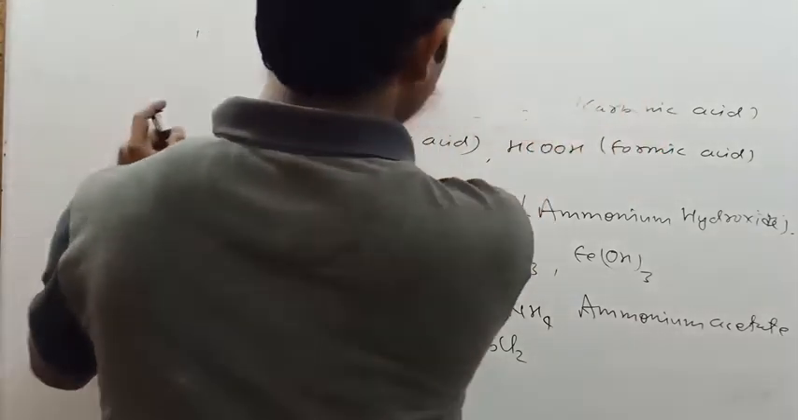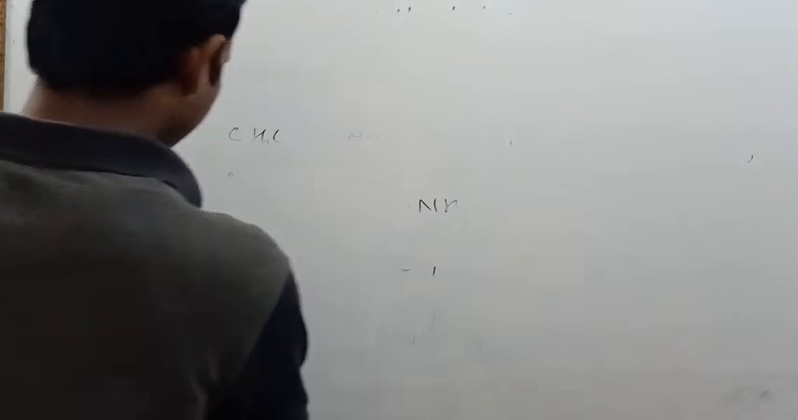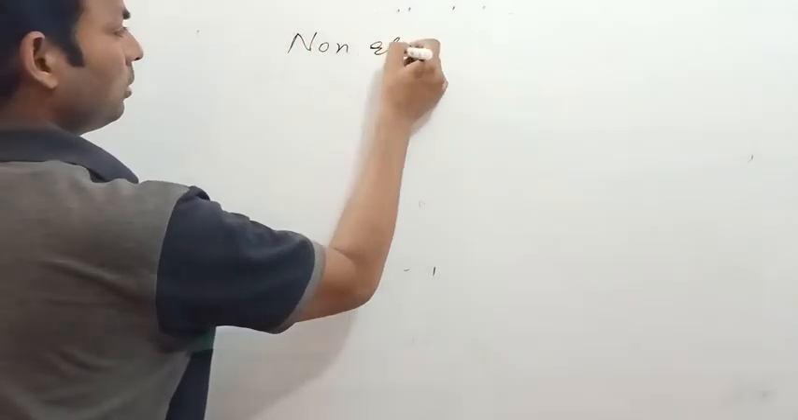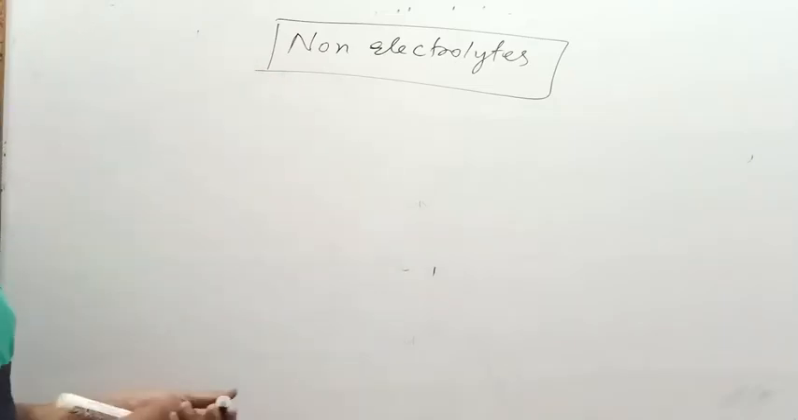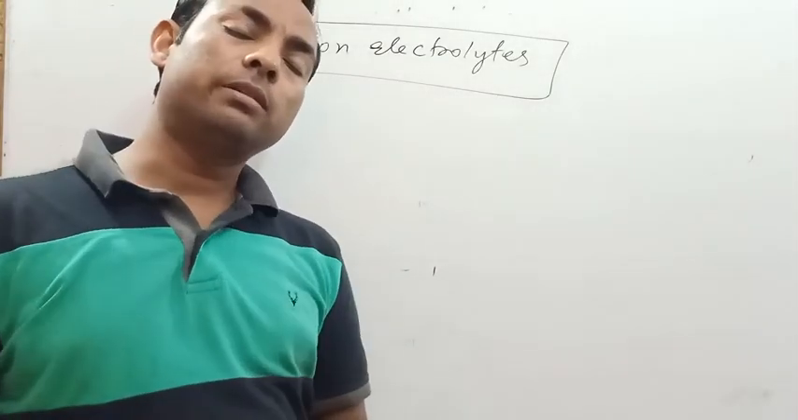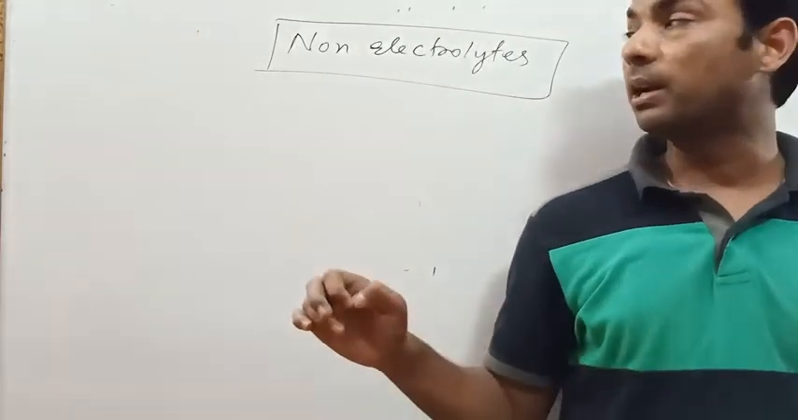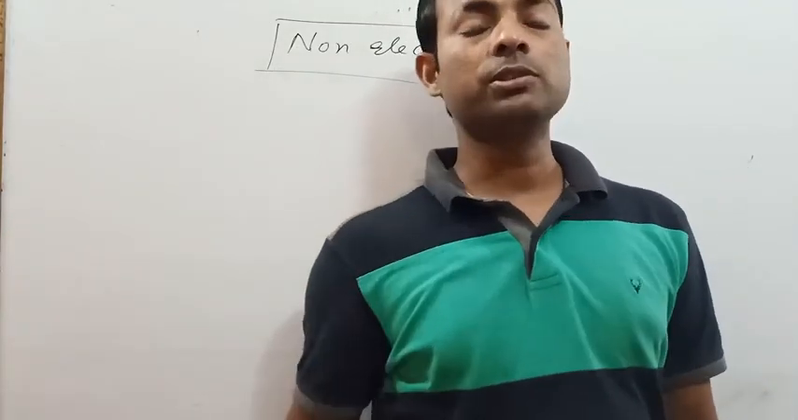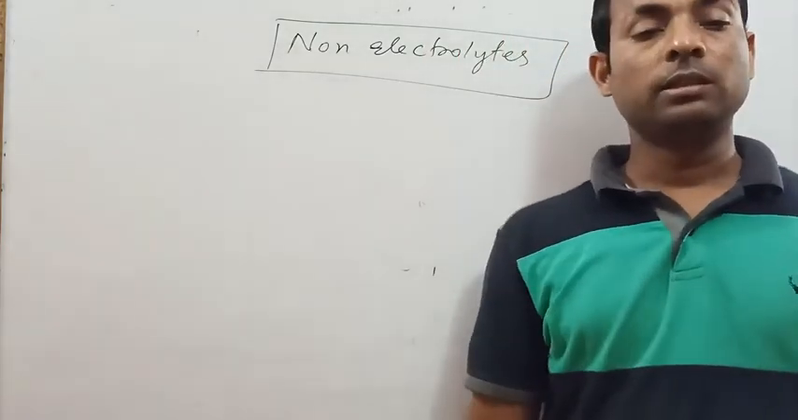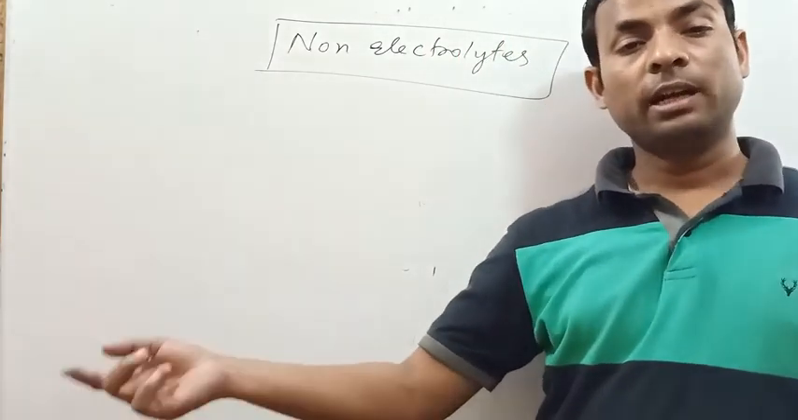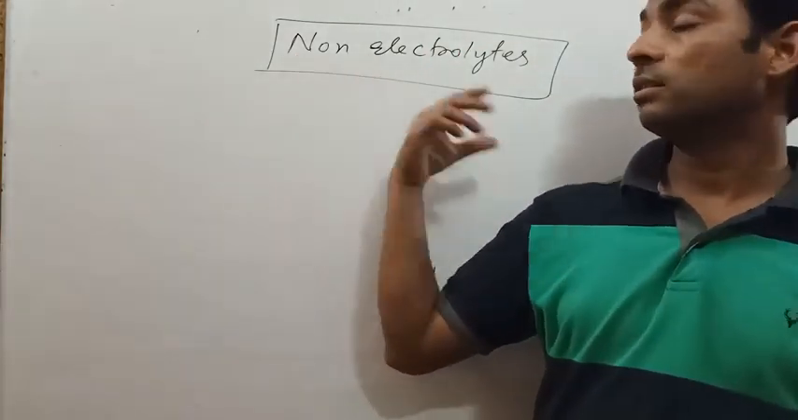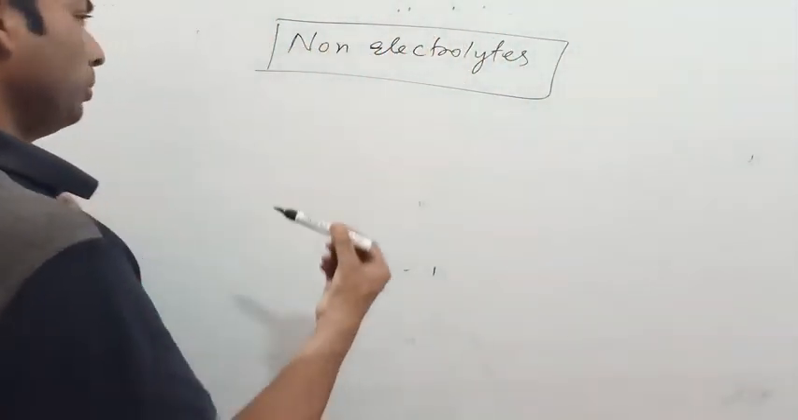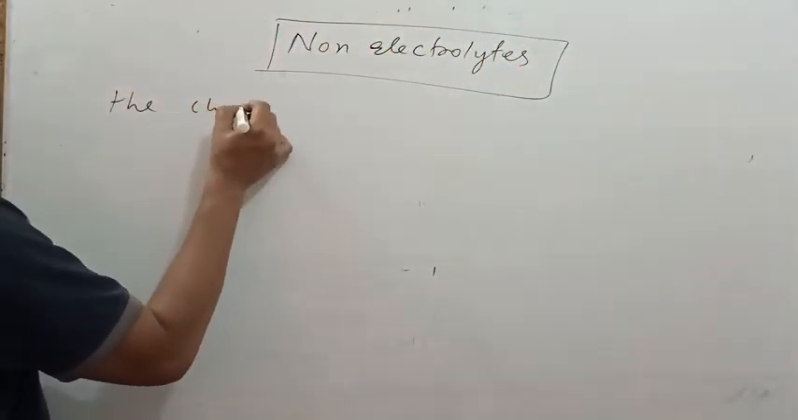Okay, dear students. Now, non-electrolytes. Already I taught you electrolytes. After this, non-electrolytes. Look here. What is the meaning of non? Non means it cannot dissociate. The chemical species which are unable to dissociate or ionize in aqueous solution or in molten state and are also unable to conduct electricity are called non-electrolytes.